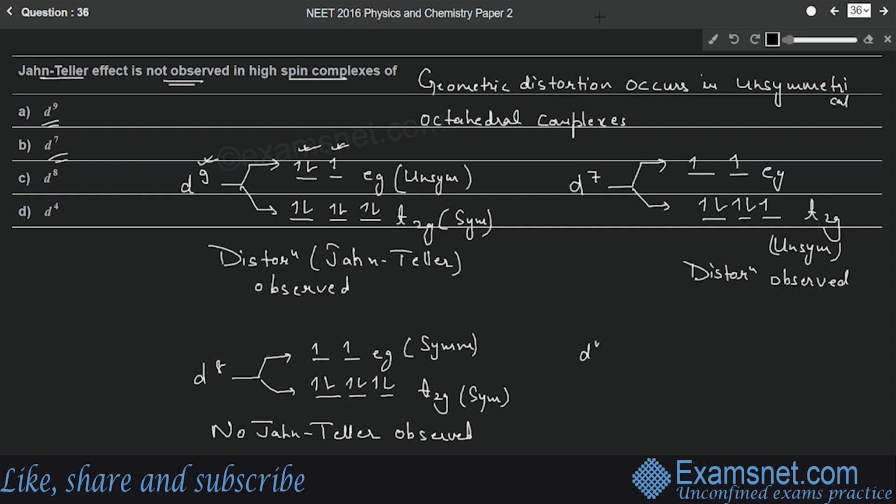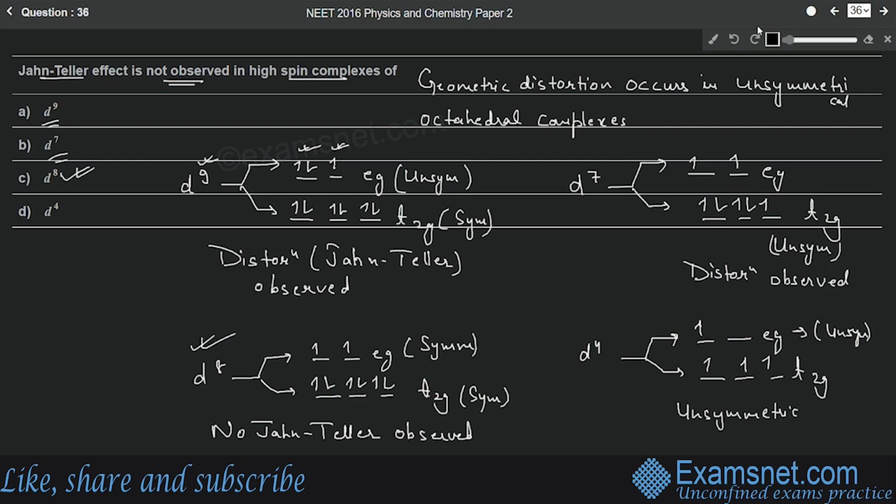We have D4, the last option. So here we have 3 T2G, here we have 2 EG. So 4 electrons, 1, 2, 3 and 4. You can see in the EG orbitals there is unsymmetric filling. One orbital is empty whereas the other orbital has a single electron. So this is unsymmetric, that means distortion will be observed. So in which of them will the distortion not be observed? The third one, D8, right? So option C will be the correct answer.